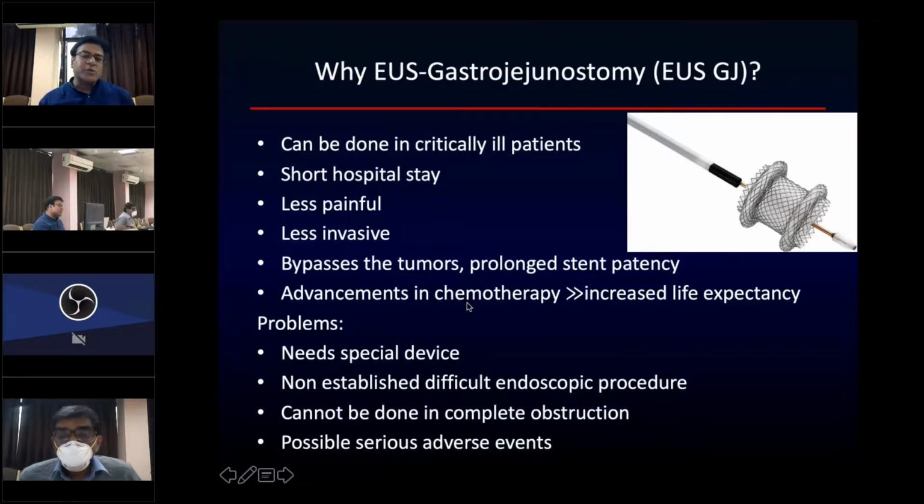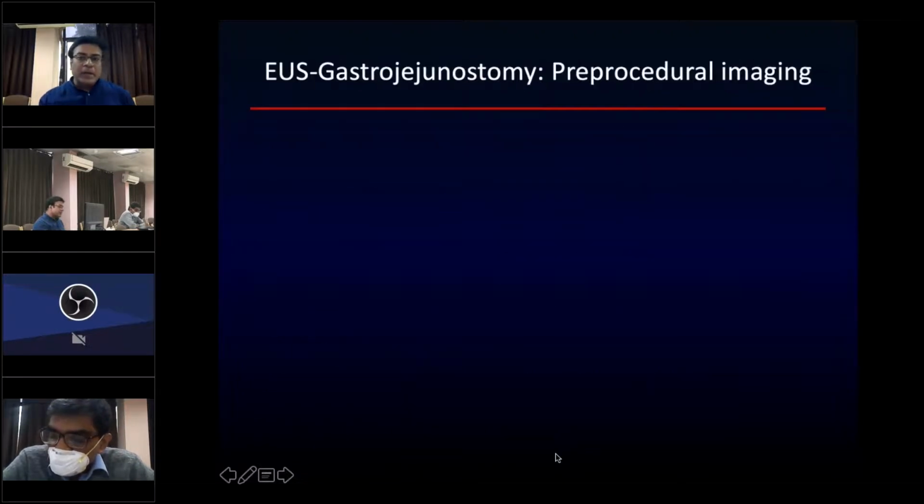There are certain problems associated with this. One is that a special device is required. It is a non-established, difficult endoscopic procedure. It cannot be done when there is a complete obstruction, where you are not able to pass even a wire through the duodenum. And there are possible serious adverse events. This again depends upon the expertise available.